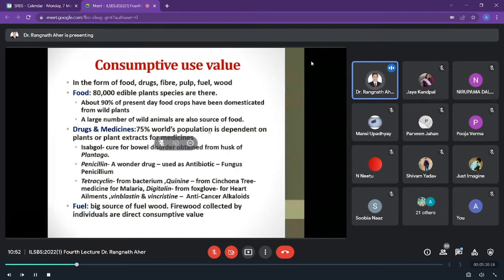Another consumptive use value is fuel. The big source of fuel is wood. All of you know that in the previous era, most rural people and tribal people used wood as fuel. The firewood collected by individuals is directly used for consumptive purposes, so it is called consumptive value. These are the various types of consumptive use values: food, drugs, medicine, and fuel.